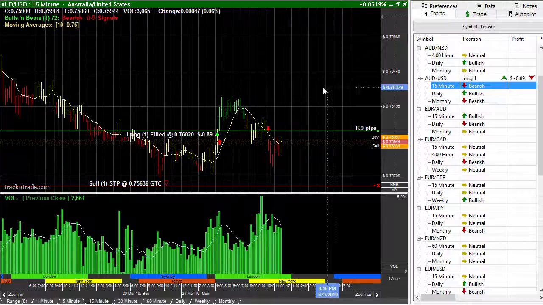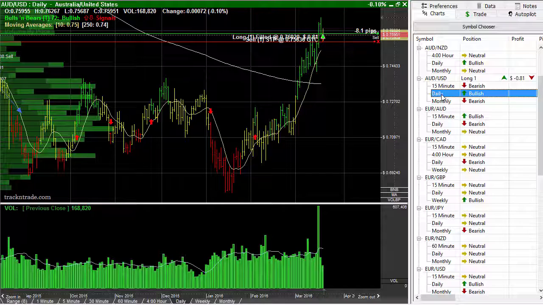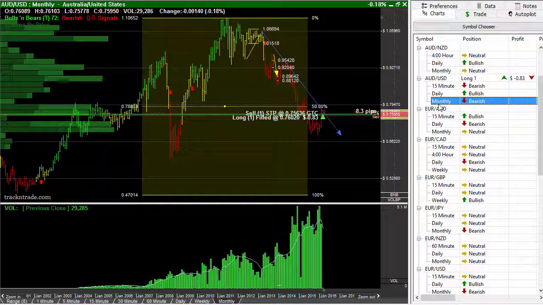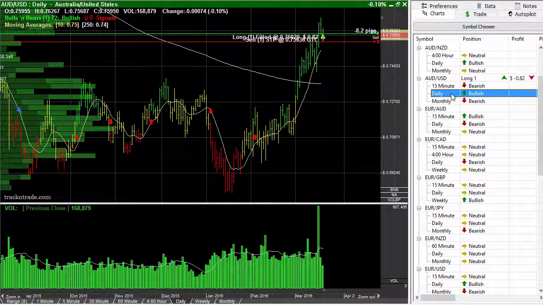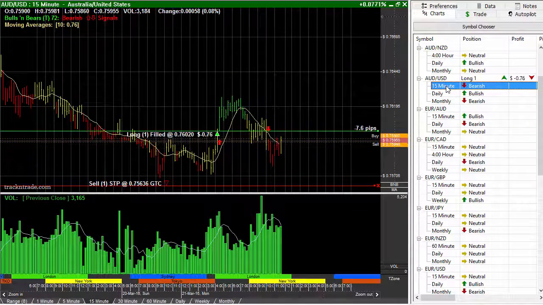All right. So what I'm doing is working the Aussie. If we look at the daily chart, we can see that the Aussie's uptrending nicely. If we look at the monthly chart, we can see that it's been going through some really massive fluctuations in value. And again, right now, it's on a bullish uptrend. It's trading above the 10-day moving average. And so because of that, I'm working to the bullish side on the 15-minute chart.